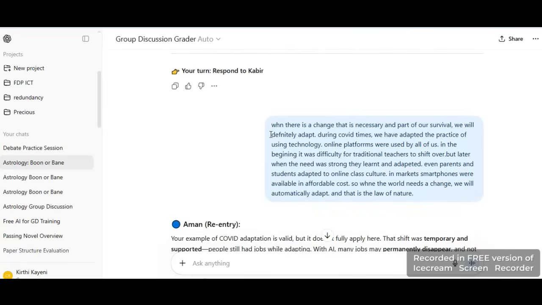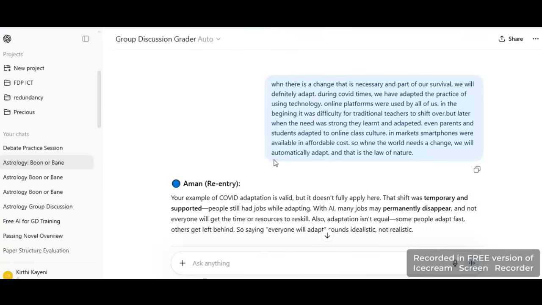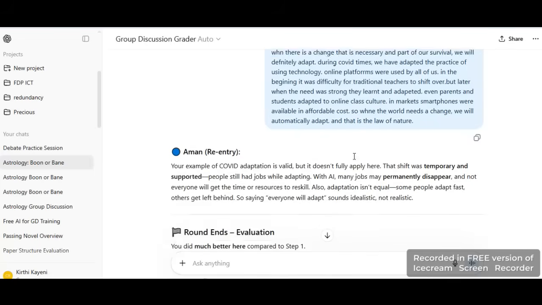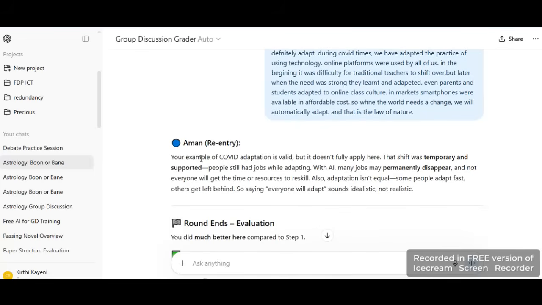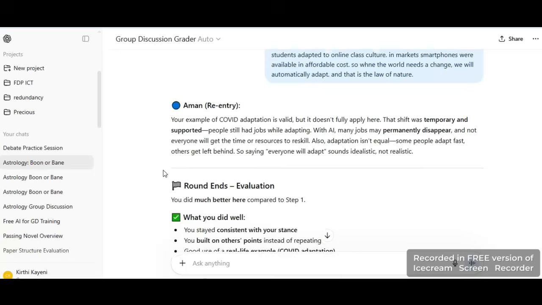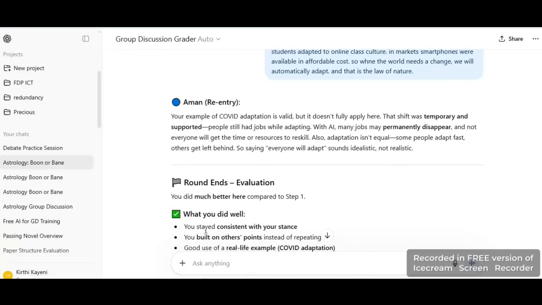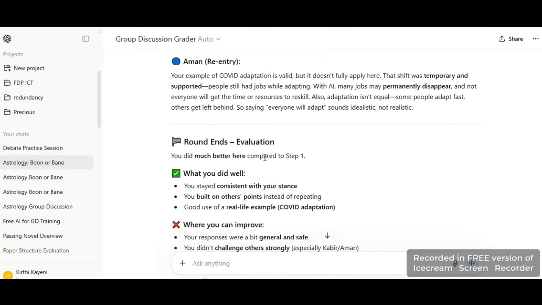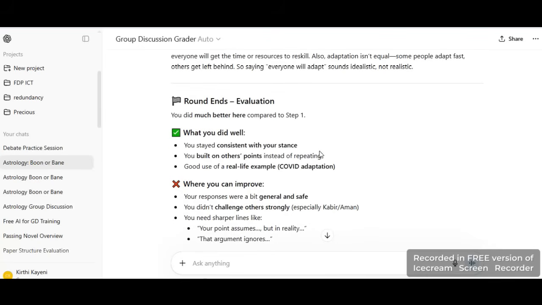And here comes the third person in our group discussion, who is Kabir. Kabir is saying that we are being slightly optimistic, and there is a transition problem. He is giving his point of view, and I have to respond to Kabir again. See, when there is a change that is necessary and part of our survival, we will definitely adapt. So I'm just giving my point of view here. Again, Aman had given his point of view for the second round. And see there, the round ends, and see how I have done.